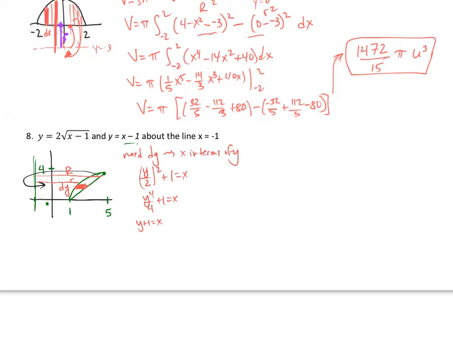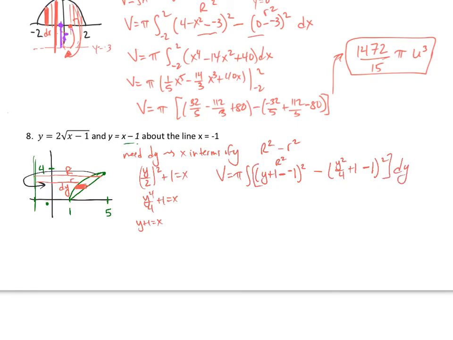So we end up with the volume as the integral of the area. We have a big radius squared minus a little radius squared. Well, the big radius squared is going to be my equation minus my line of rotation because it's to the left of it. So this ends up being y plus 1 minus your line of rotation, -1, squared. That's our big R squared. Minus little r squared. Well, that's going to be y squared over 4 plus 1 minus -1 squared. So that's what I'm looking at, and these are dy's.